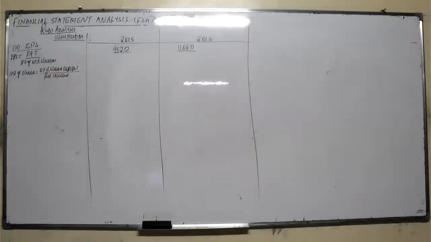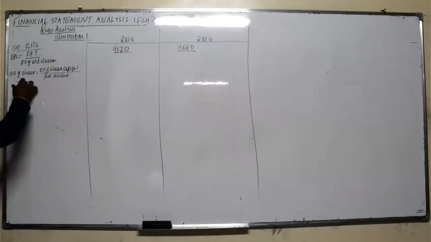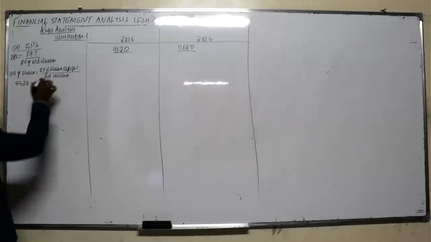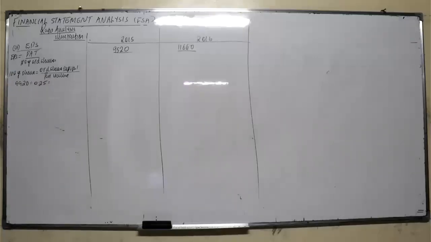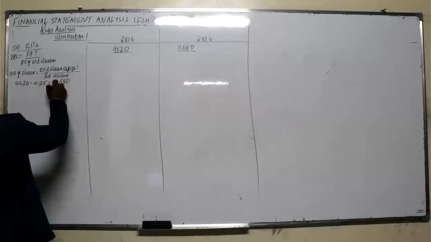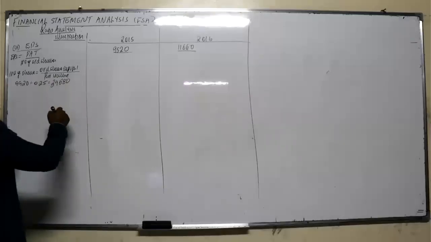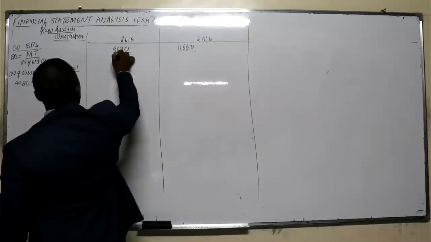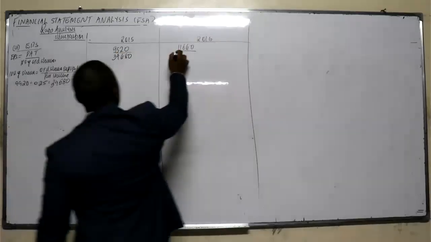Can you see the ordinary share capital? Yeah, for 2 years we have 9920. You divide by the par value of 0.25. It's the same for the 2 financial years. So how much do you get? 29,680. Good.